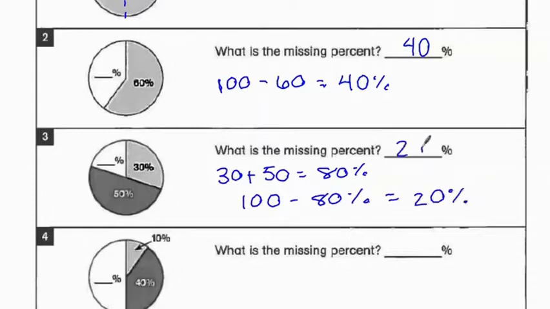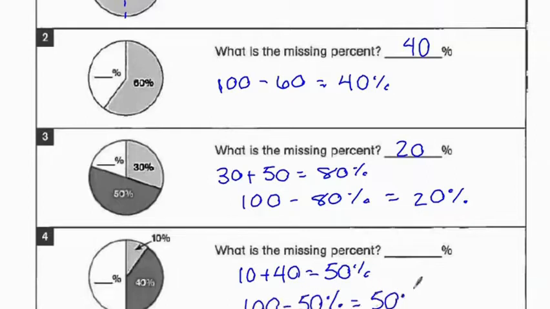So go ahead, you try number 4 on your own. For number 4, we have 10 plus 40 equals 50%. Then 100 minus the 50% that we know leaves us with 50%. Now you may not have had to do any math for this one. You could have just looked at the circle and said, I know that's half of the pie, so I automatically know that's 50%. That's perfectly fine too. If you have those memorized, use that to your advantage. So let's look at the next page.